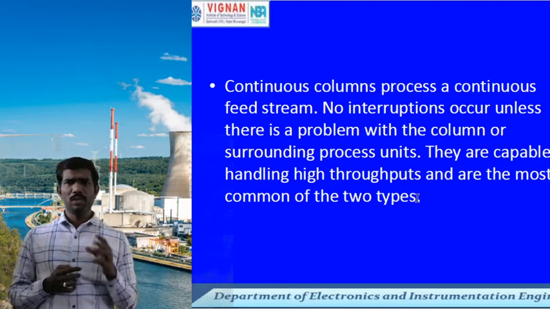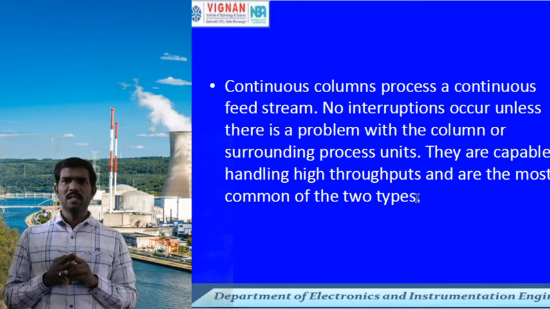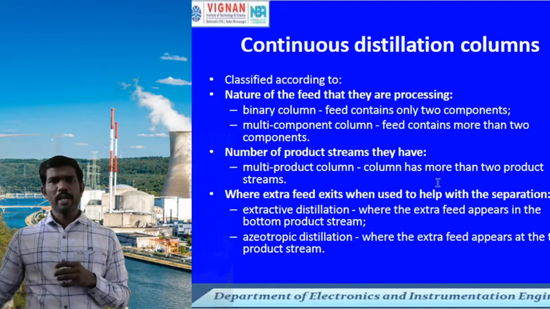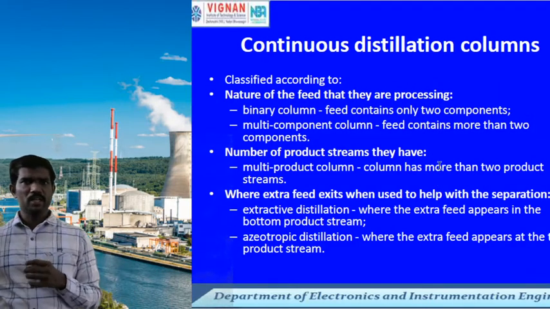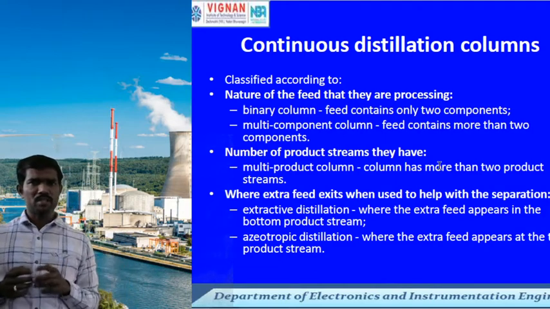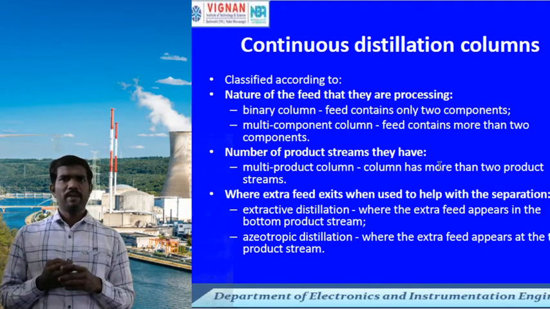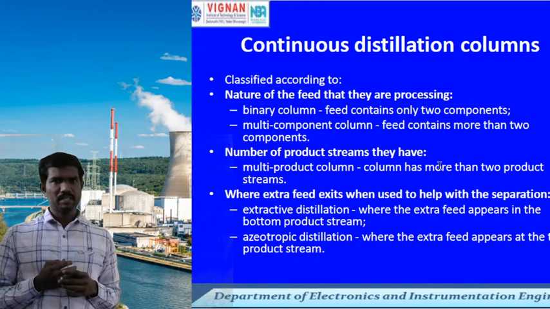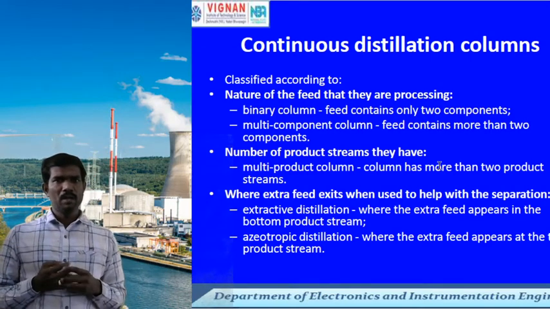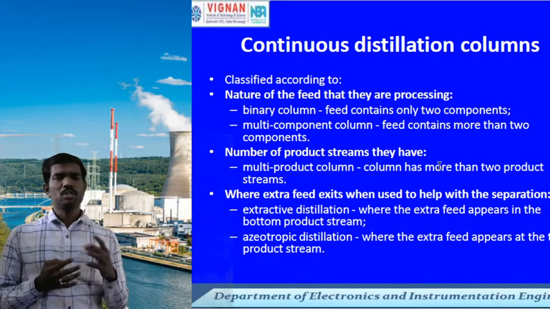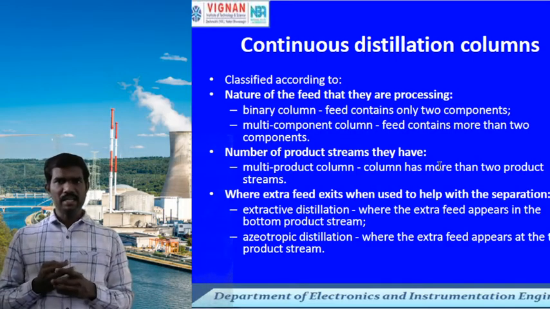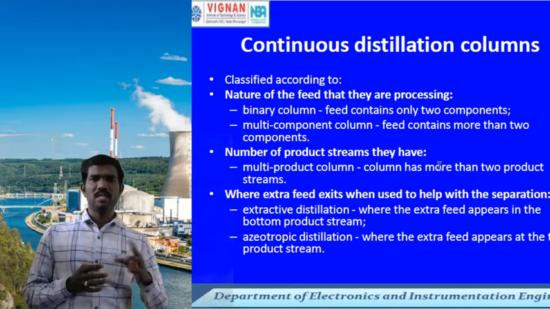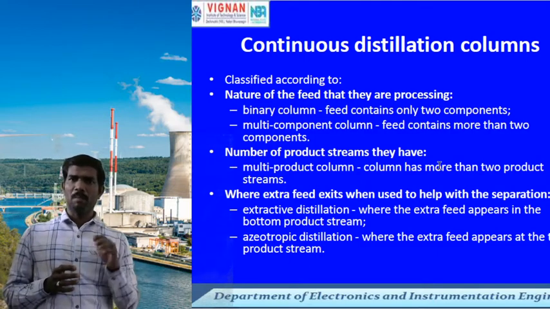a problem with the column or surrounding process units. They are capable of handling high-end operation. Most of the common types of columns used here are continuous distillation columns, classified by the nature of the feed and the number of product streams. For example, binary columns and multi-component columns. Different columns will be placed to separate the components from the mixture. A binary column's feed contains only two components, and a multi-component column's feed contains more than two components. That is the difference between a binary column and a multi-component column.